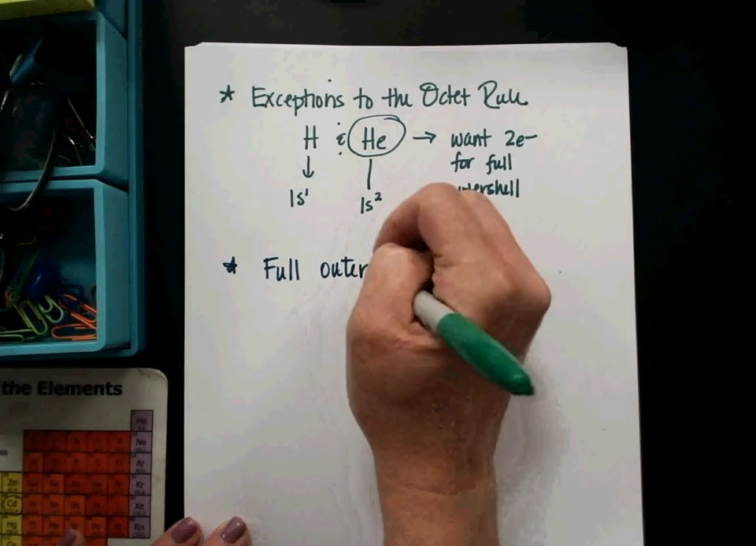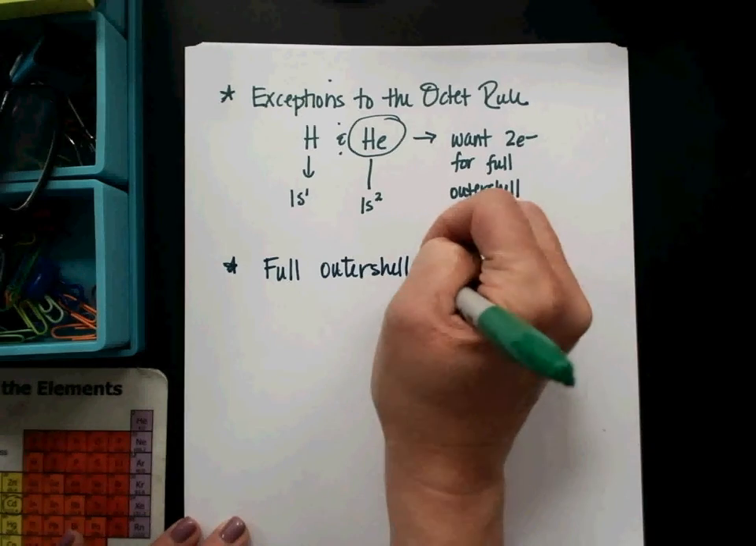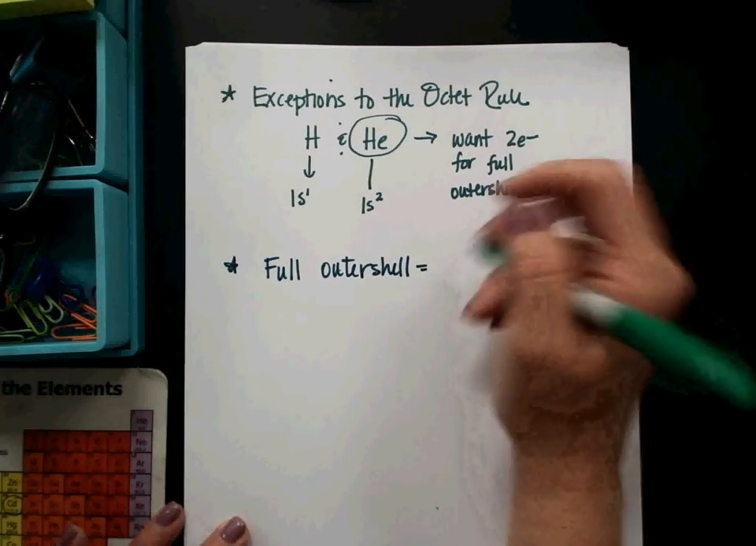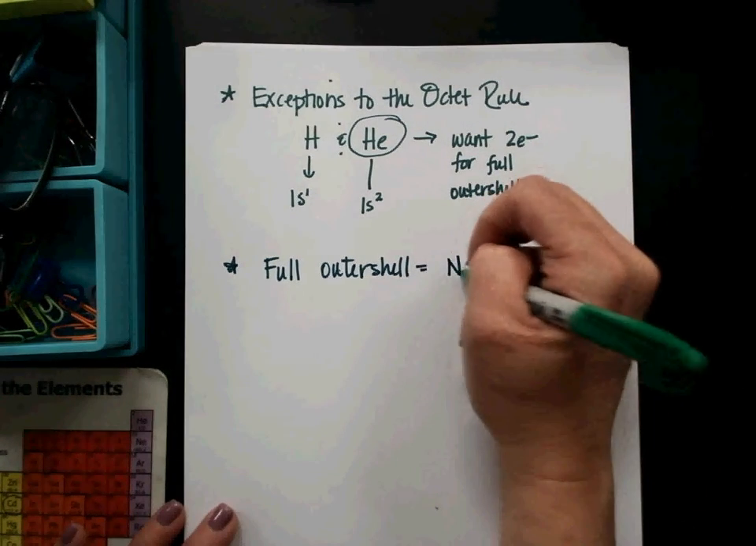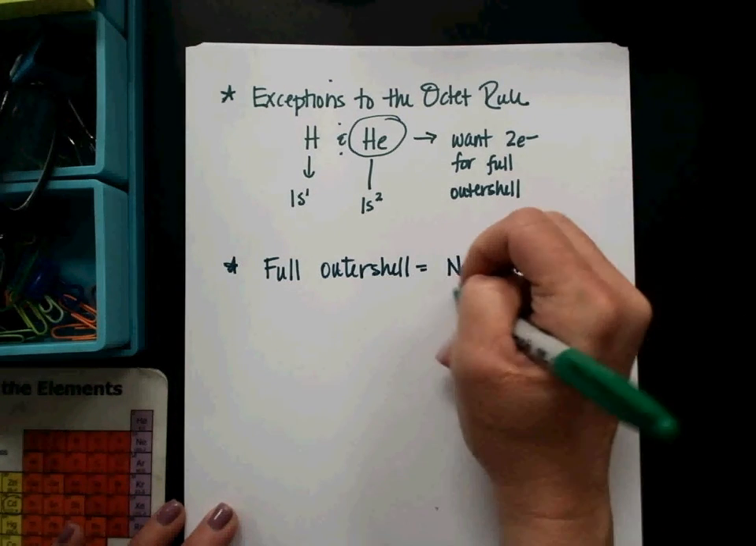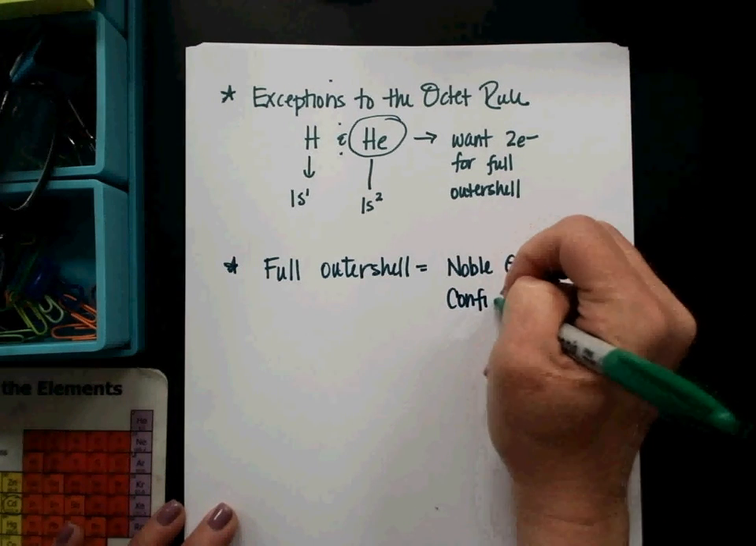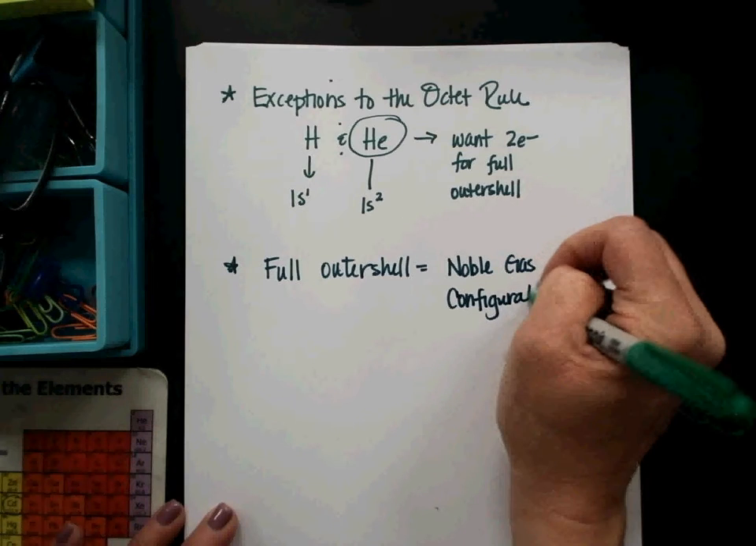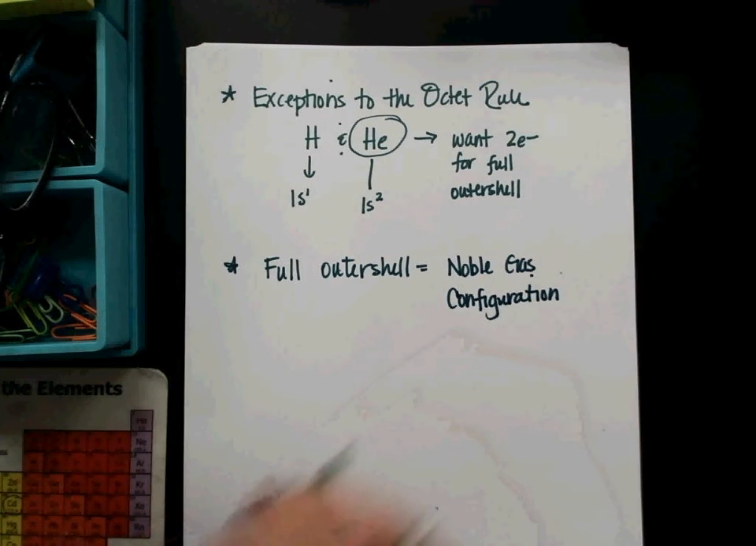Anyhow, everybody wants 8 except for hydrogen and helium. This full outer shell is called noble gas configuration.